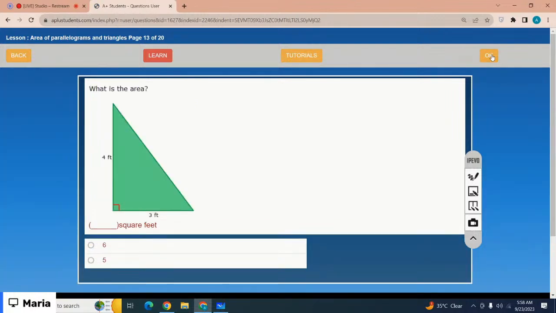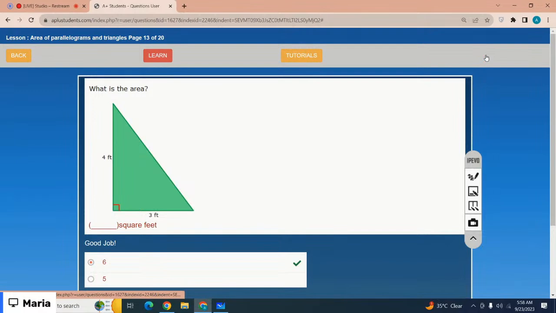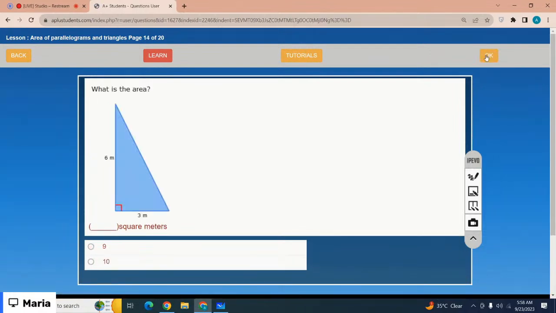Okay, what is the area? So, which is the correct option? You have to use the formula that is half times base times height. So, it would be 6. The correct option is 6. Okay, what is the area? Which is the correct option? That would be 6 times 3, right? That is 18. 18 over 2 is 9, right?